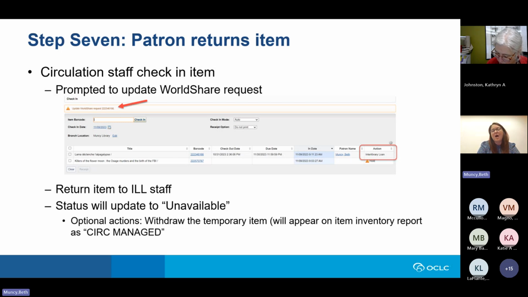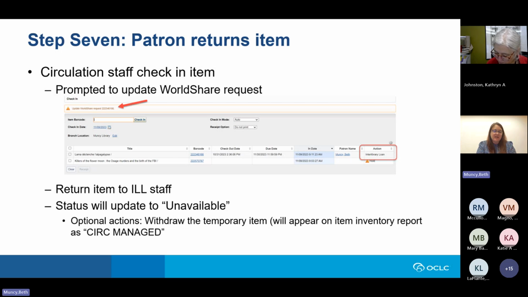The status will automatically change the temporary item to unavailable, but it doesn't automatically delete it from the system. So that's something to keep in mind. It's a barcoded temporary circulation item, and it will appear on your circulation item inventory report as Circ managed.